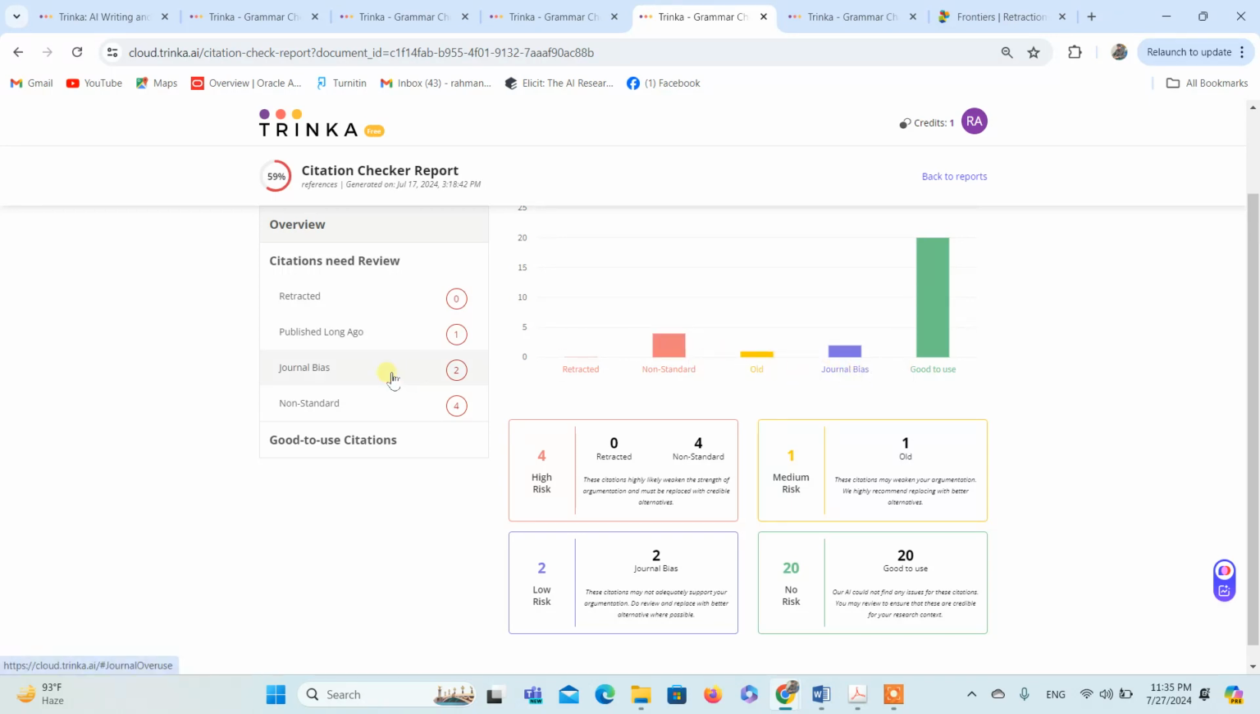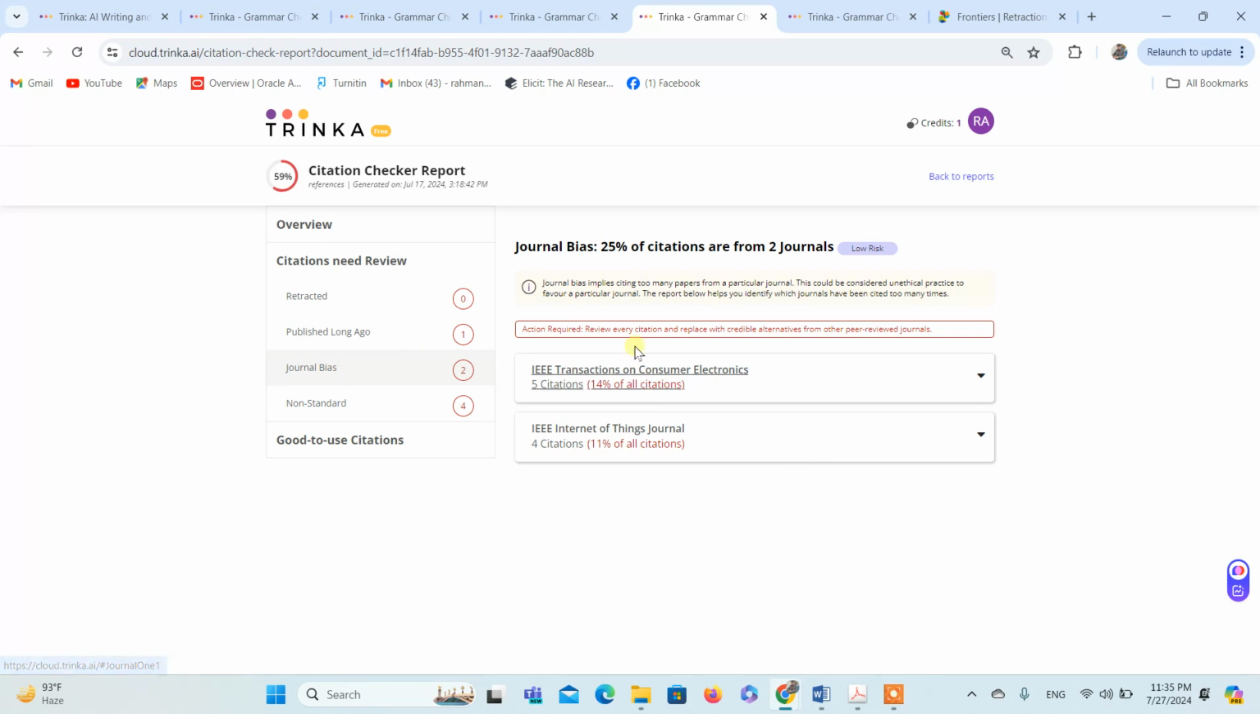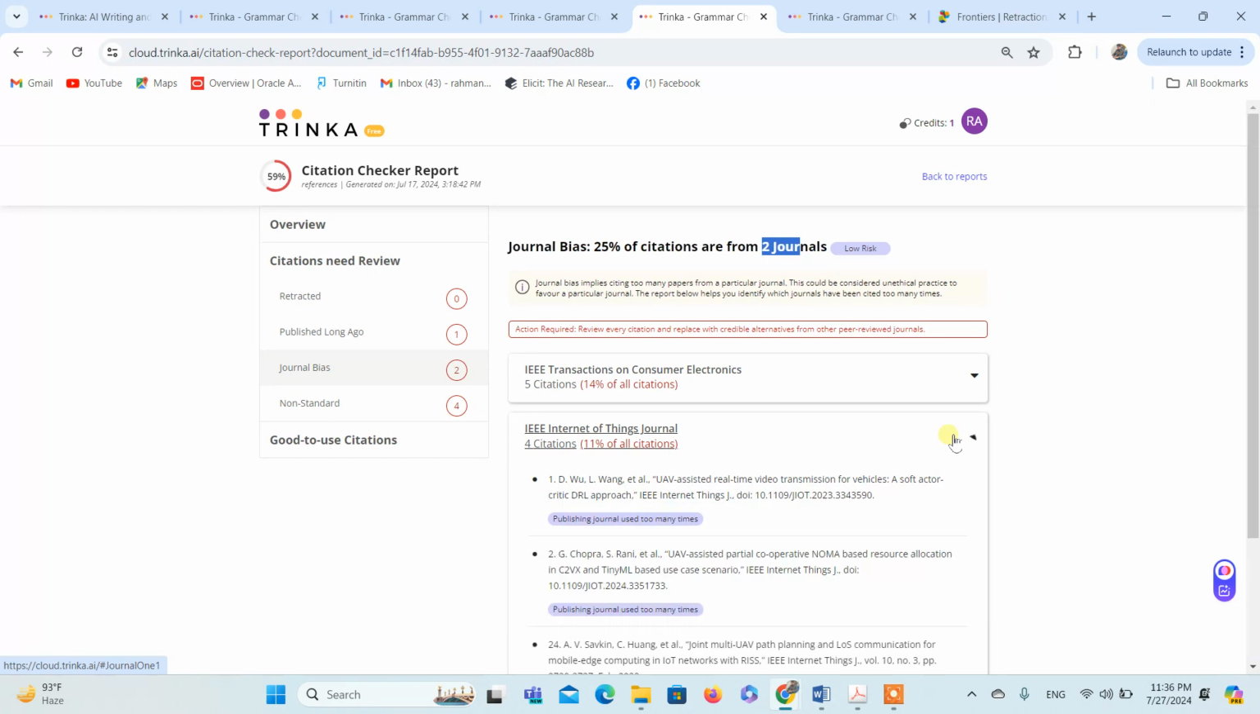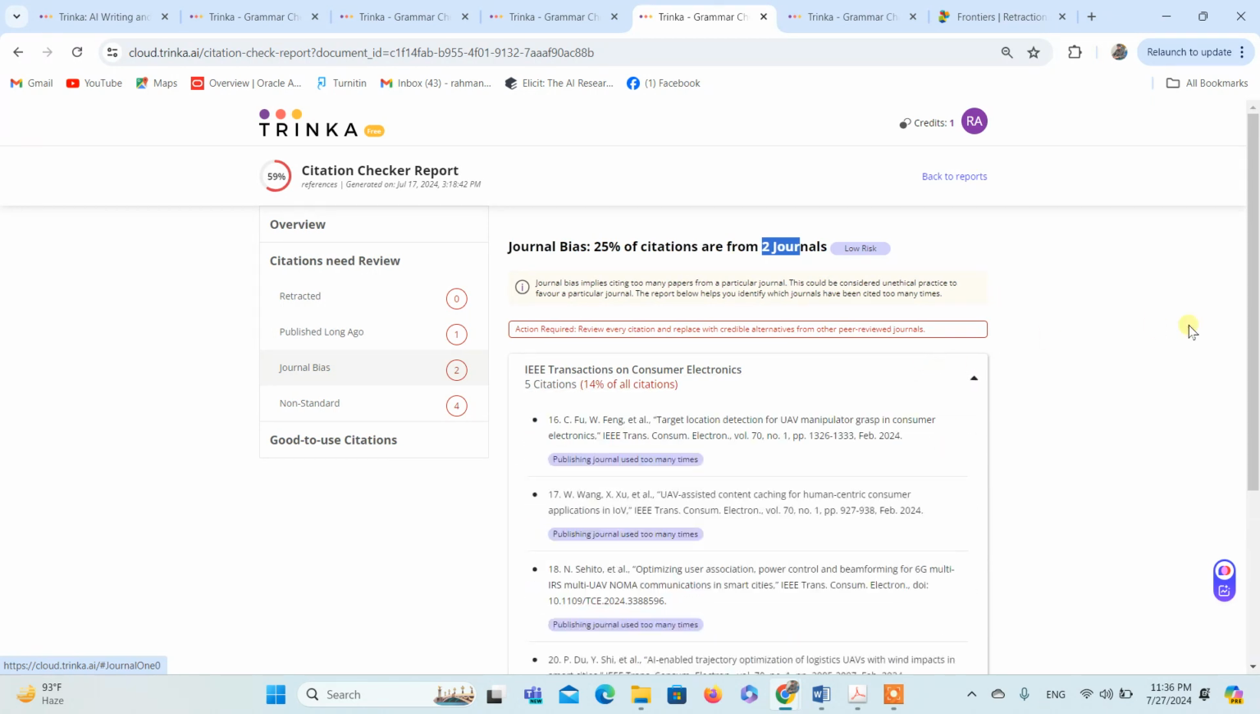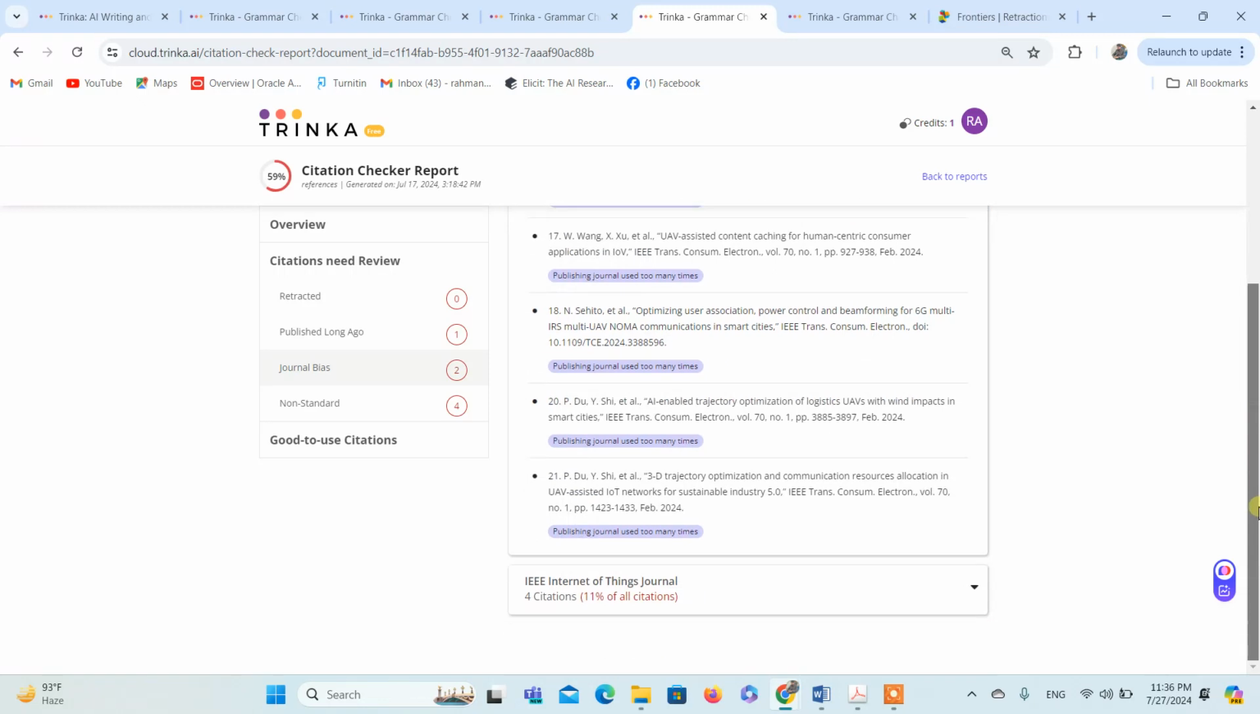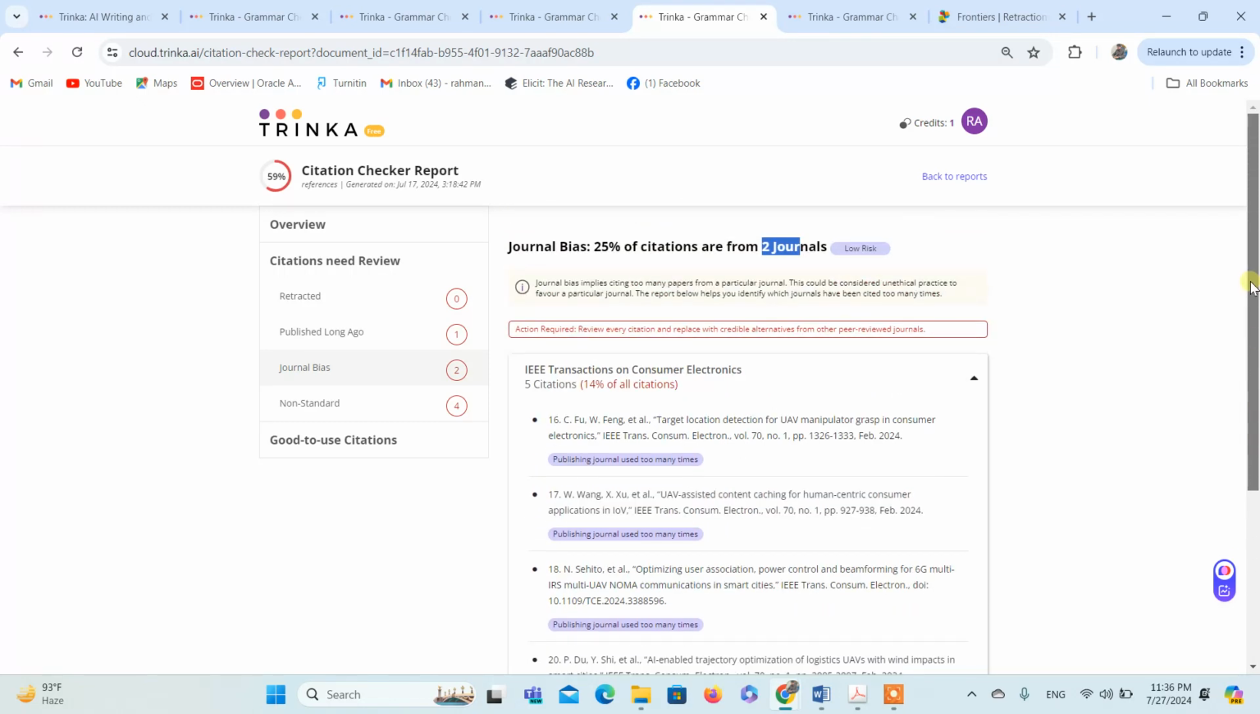But here some bias exists, and 25% of the citations have been taken from two journals, IEEE Transactions on Consumer Electronics and IEEE Internet of Things. These papers have been cited many times in this research paper, and it gives a clue that these journals have deliberately been favored, which is unethical, and this needs consideration by the author to remove this biased situation.